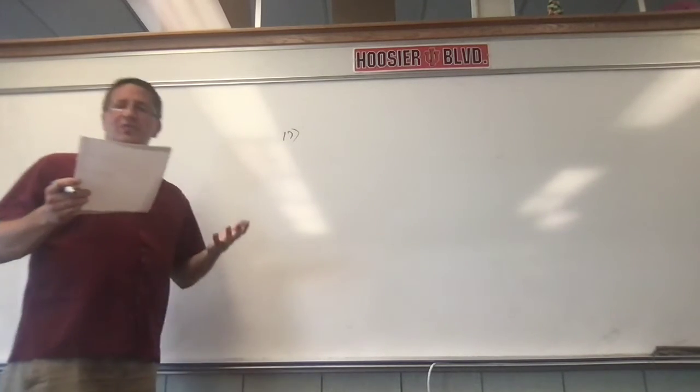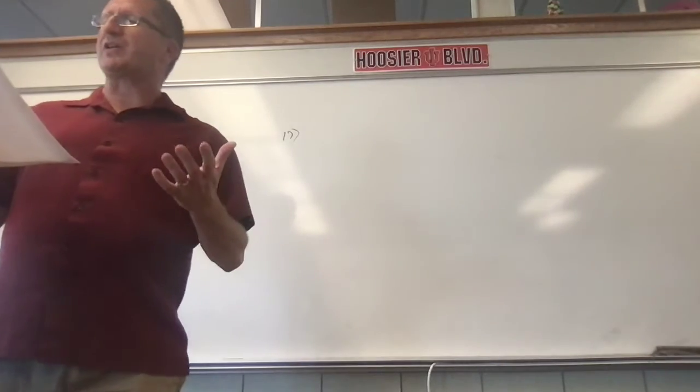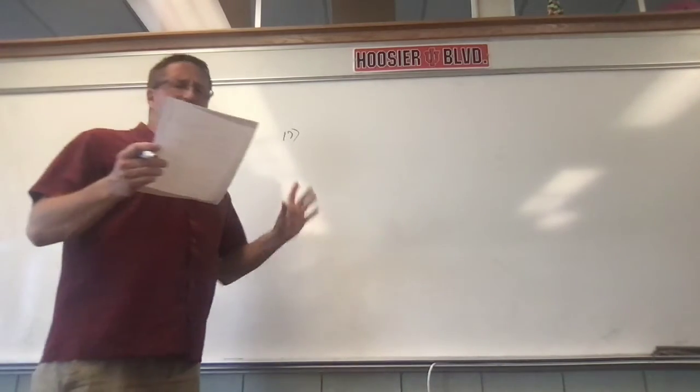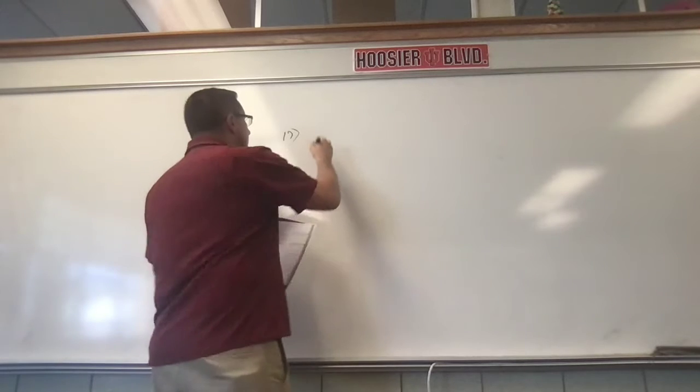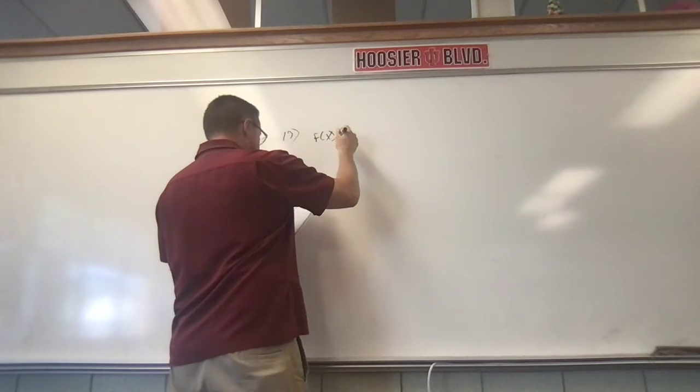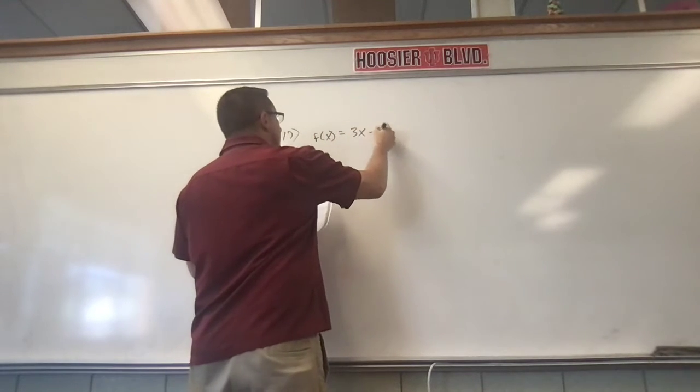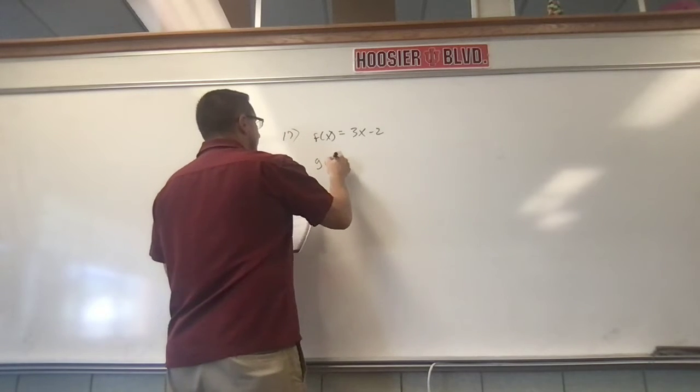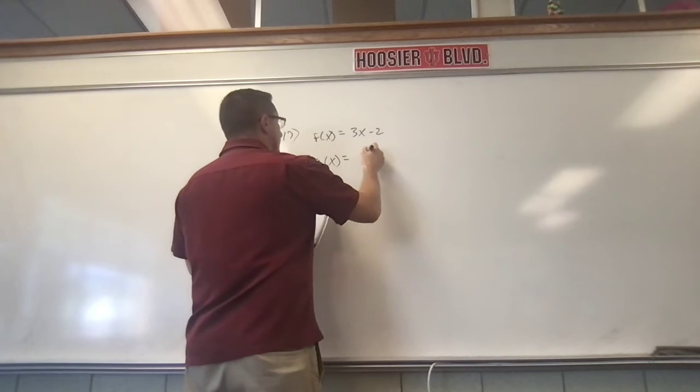Okay, so number 17. They said use the theorem on inverse functions to prove that f and g are inverse functions of each other. It's a sketch of graphs, but we're not going to sketch them. They give us two functions here: f of x equals 3x minus 2, and g of x is x plus 2 over 3.